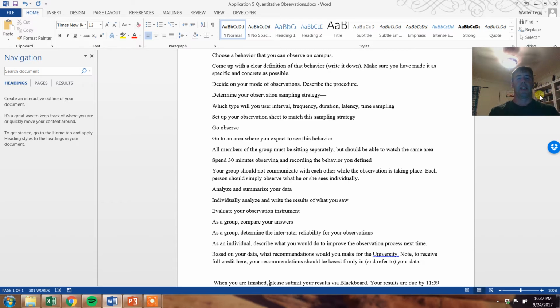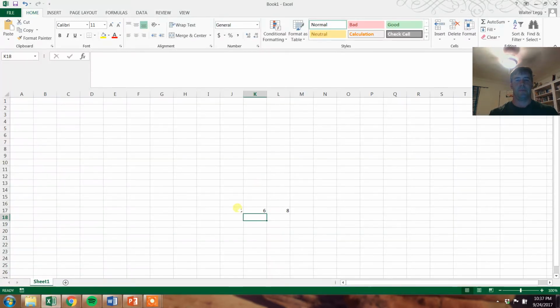Inter-rater reliability, I'm going to go over briefly here now. It actually can be a complex topic. I'm going to give you kind of a cheat way to do it, which isn't exact, but it gets the concept, and what I really want you to understand is the concept. So let's say we're doing a frequency count, and that's what people normally do.